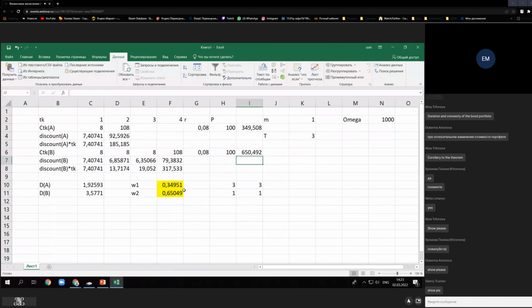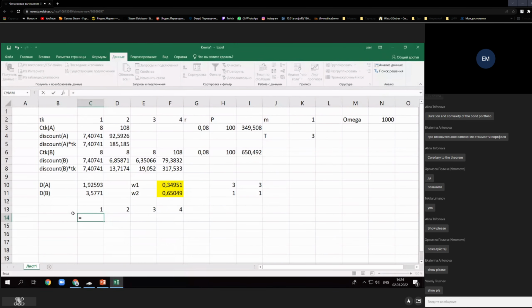Now you can find the cash flow of your bond portfolio at the initial moment of time, which is formed from your bonds. So here, what do you have? We need to calculate the sums here. What do we have here?